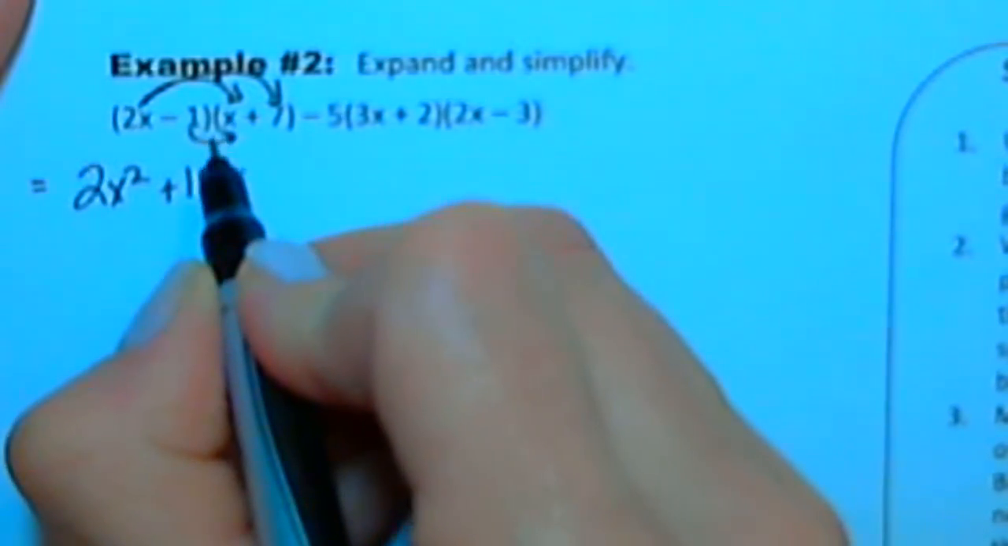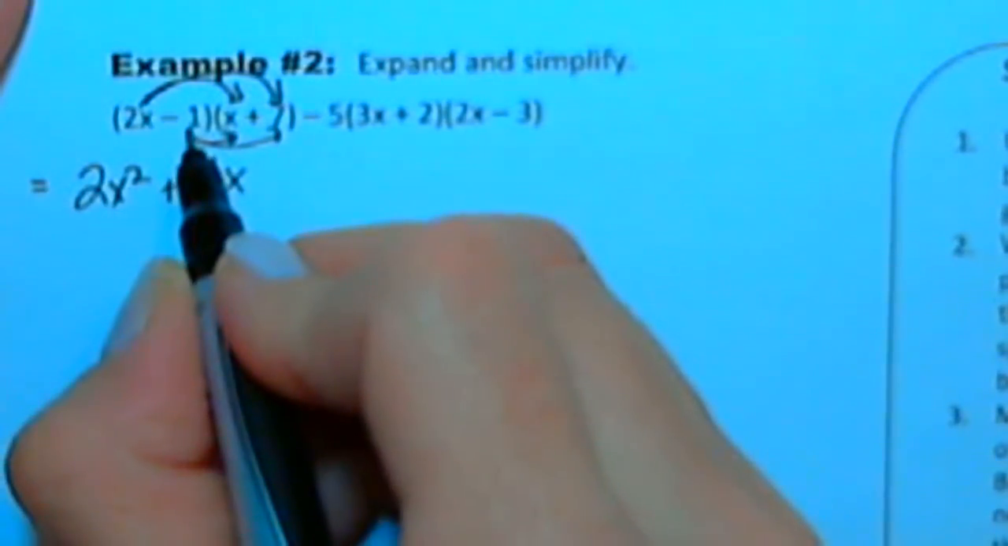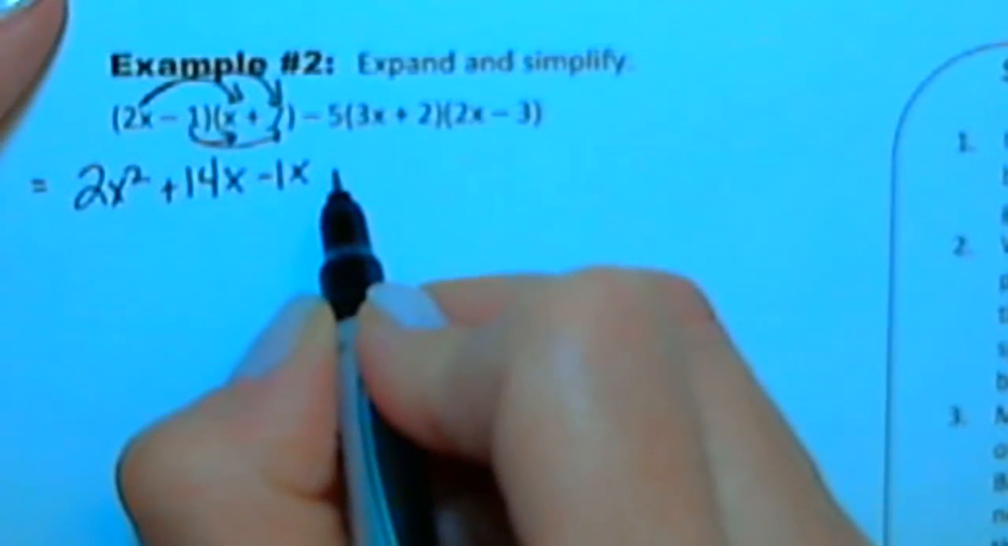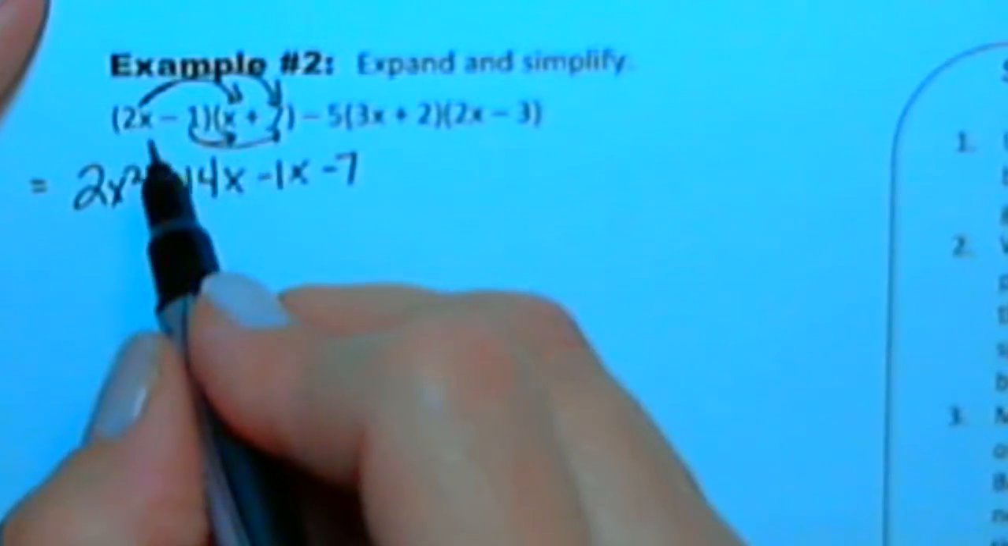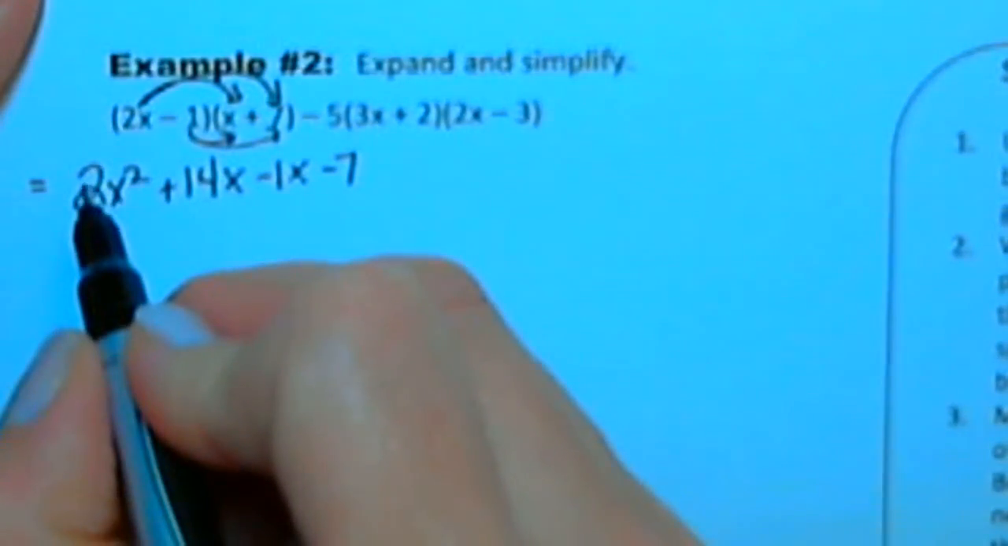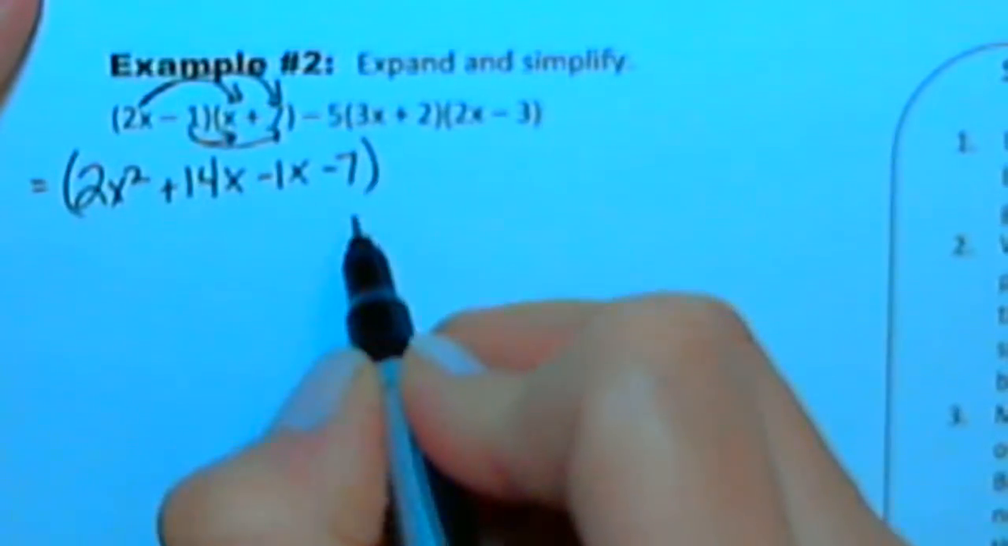And now I'm going to distribute this minus 1 to both of those. Minus 1 times x is minus 1x, and minus 1 times 7 is minus 7. And because I have a whole other set of questions here to deal with, I'm going to choose to just put this in brackets just to keep it organized.